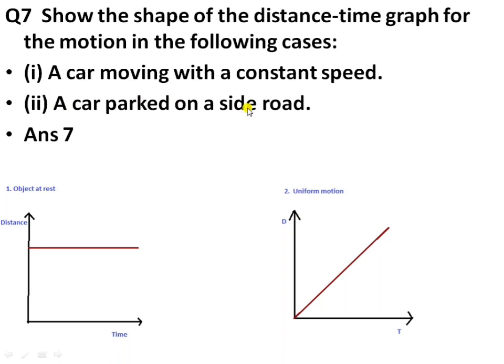Second is a car parked on a side road. This is the shape of the distance-time graph for the car parked on a side road, because here the car is at rest. It's not moving, it's not changing its position. So this is the distance-time graph of the car parked on a side road.